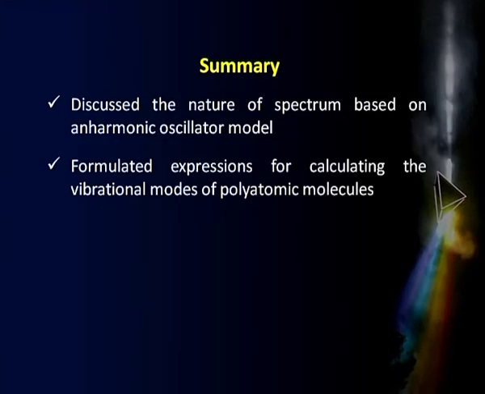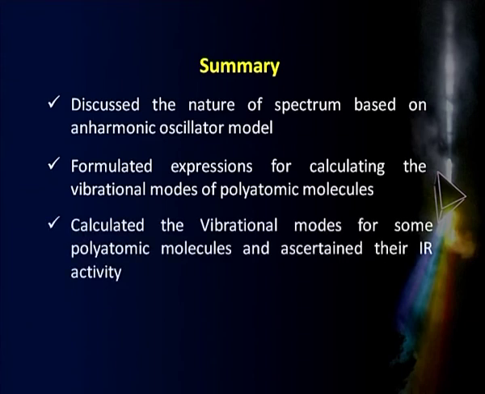Thereafter, we formulated expressions. This was very important here. That is, if I have a polyatomic molecule, what are the possible modes of vibration? We worked out that for a molecule which is linear, there are 3n-5 degrees of freedom for vibrational modes, and for a nonlinear molecule, it is 3n-6. On the basis of this, we calculated the number of vibrational modes for some molecules like carbon dioxide and water, and we ascertained their IR activity. For this, we looked at each vibrational mode and saw whether it leads to the development of an oscillating dipole moment or not. If it does, it happens to be IR active. If it does not, it is IR inactive.